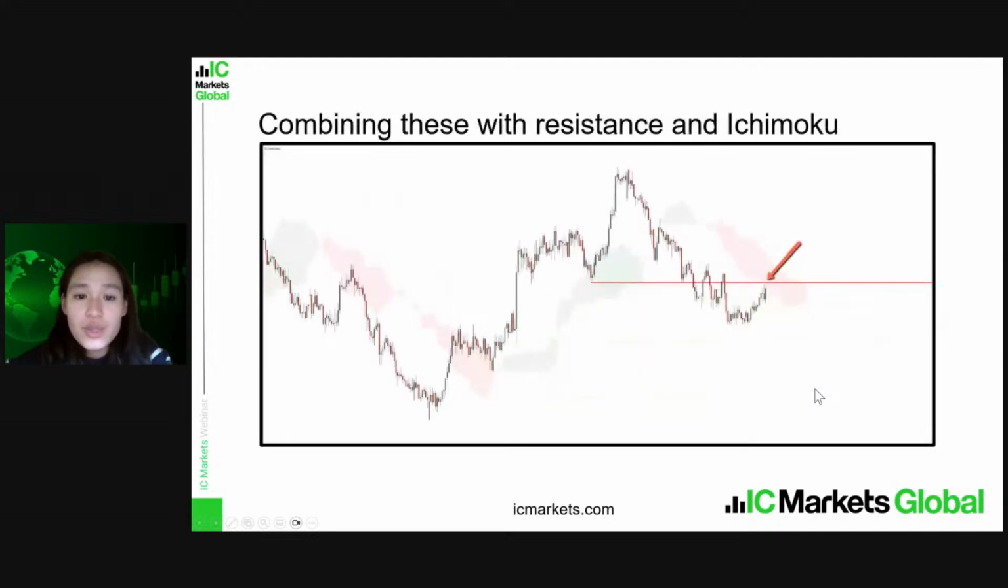Then we combine these with resistance as well as the Ichimoku cloud. In this example, you can see price recently broke below this support level, swing low support, and it's heading back to this level. So we call it a pullback resistance. Price is also moving below the Ichimoku cloud, so we are expecting it to reverse off this level and continue in this bearish momentum.